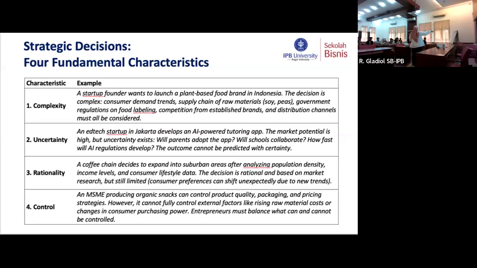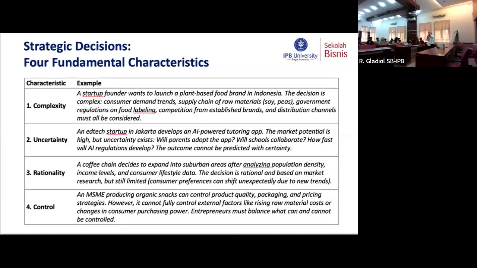Uncertainty, right? Or rationality, uncertainty. The market potential is high, but uncertainty exists. Will parents adopt the app? Because your potential customers, for example, are not kindergarten, but grade 1 until grade 9. The decision is still with the parents.